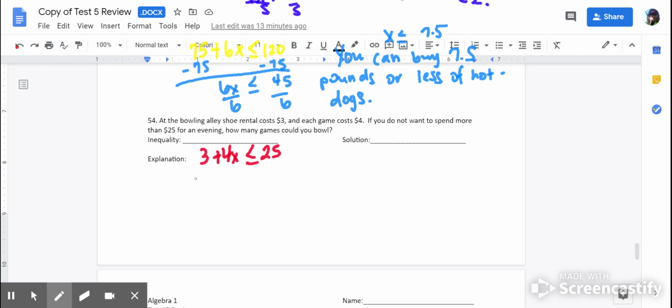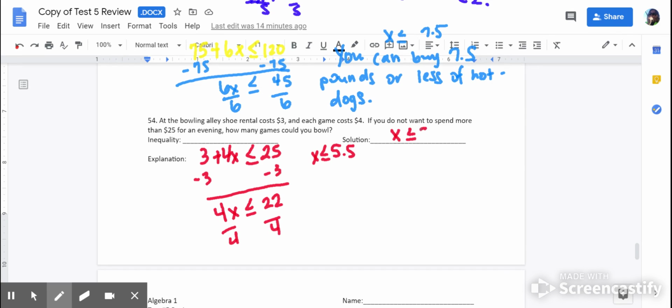So we're going to start by subtracting 3 from each side. So we get 4x is less than or equal to 22. When I divide each side by 4, I actually get x is less than or equal to 5.5. But if you're at the bowling alley and you start half a game, they're not going to let you finish without paying for the full game. So in this case, I don't leave it at 5.5. I've got to round down, where x will be less than or equal to 5. So in context, you can bowl 5 games or less.